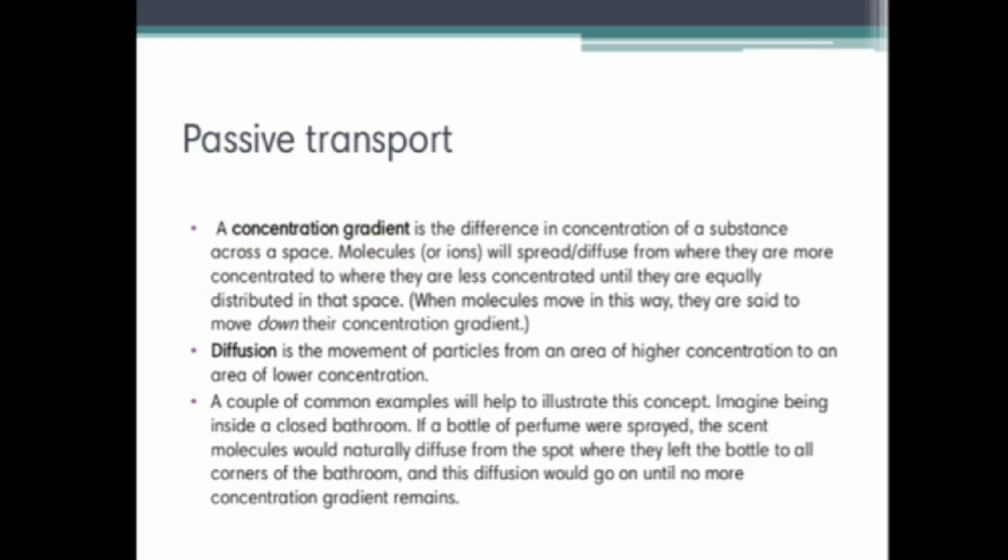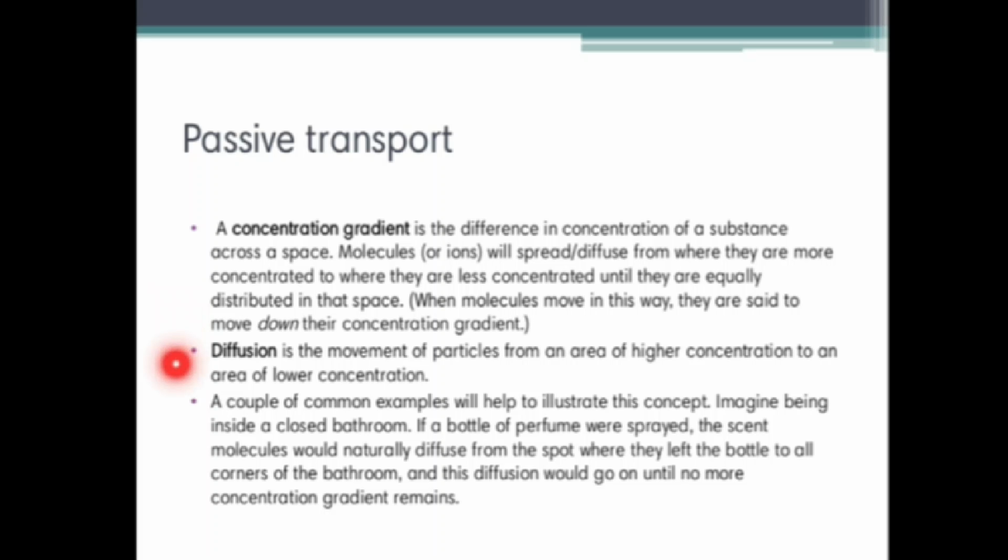diffusion. What is a concentration gradient? A concentration gradient is the difference in concentration of a substance across a space. Molecules or ions will spread from where they are more concentrated to where they are less concentrated until they are equally distributed in that space. When molecules move in this way, they are said to move down their concentration gradients.